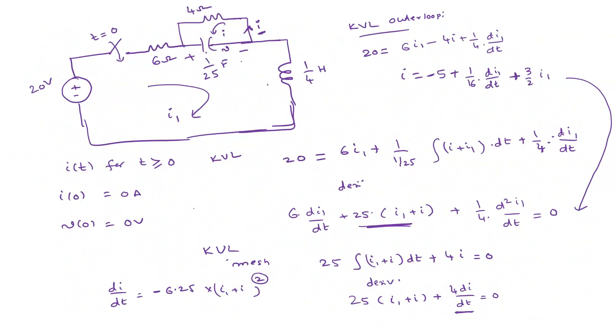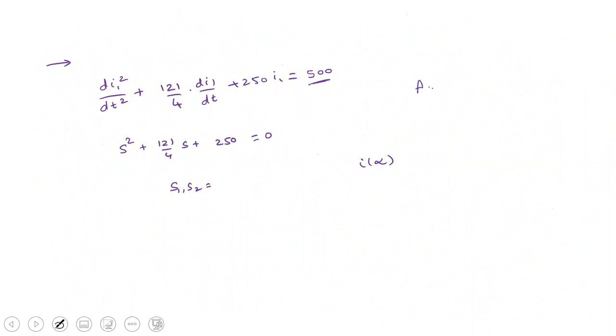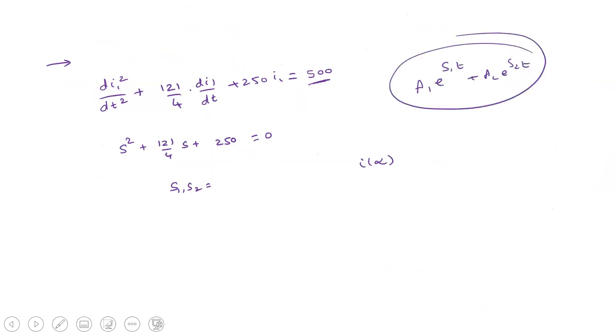If the roots are real and negative, the solution is straight away a1 e to the power of s1 t plus a2 e to the power of s2 t. Based on the solution, we write the other terms. For example, if you get imaginary terms, a1 into e to the power of s1 t, where s1 is some alpha plus j beta, plus a2 into e to the power of alpha minus j beta times t. This is the solution you got if it is in the imaginary form.